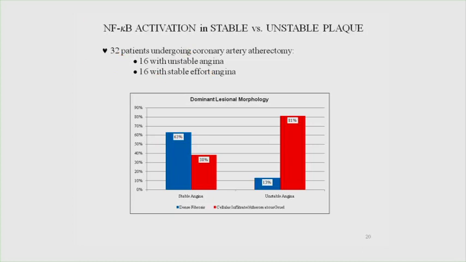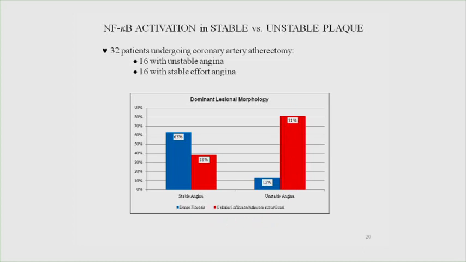Now, the dominant histology of the stable plaques was dense fibrous tissue, a lot of collagen, a lot of smooth muscle. Those with unstable angina had less smooth muscle, less collagen. It had been degraded by matrix metalloproteinases released by these activated macrophages, and it had more of a cellular infiltrate, T cells, macrophages, and an atherosclerotic role.